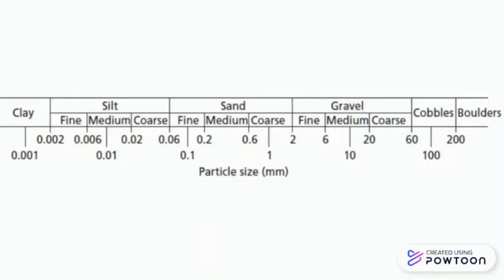For the particle size of gravel, fine gravel is from 2 millimeter until 6 millimeter, and medium gravel is from 6 millimeter until 20 millimeter. Coarse gravel is from 20 millimeter until 60 millimeter. For cobbles, the size of the particles is from 60 millimeter until 200 millimeter. Boulders are 200 millimeter and above.